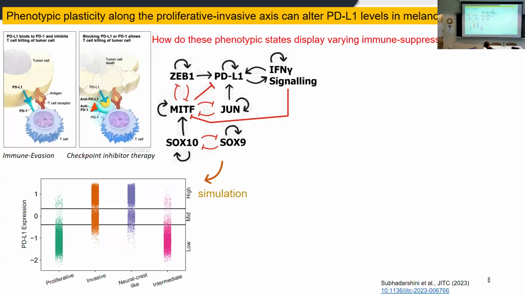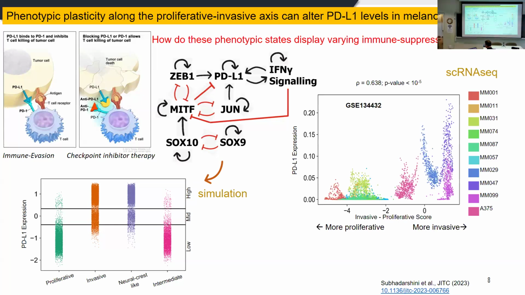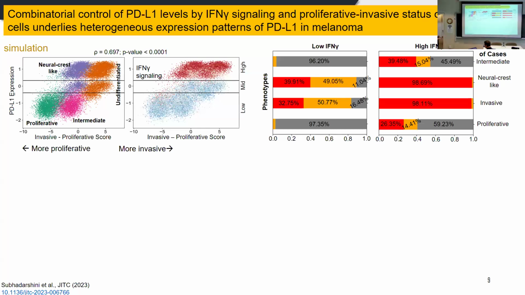It was sort of mid to high range of PDL1. And that is something we also see in data. So we see that as the cells become more invasive, their PDL1 levels sort of increase. And there's also variability in that. So more invasive, more PDL1. Next, we wanted to see if our model could capture the positive association between interferon gamma and PDL1. And we see that in basically the neural crest and undifferentiated or invasive cells, you have higher levels of interferon gamma. So more invasive, more PDL1, as well as more interferon gamma, more PDL1.